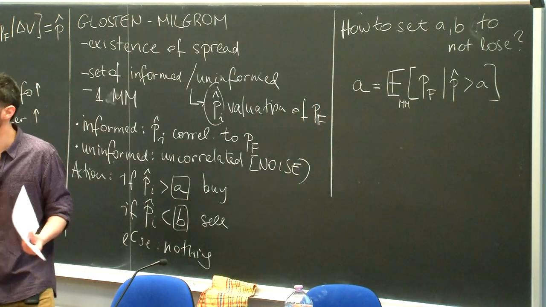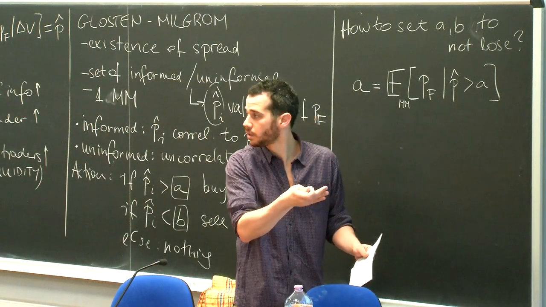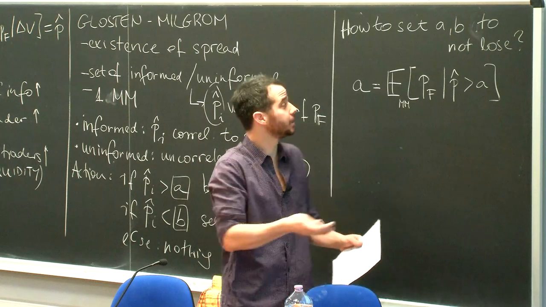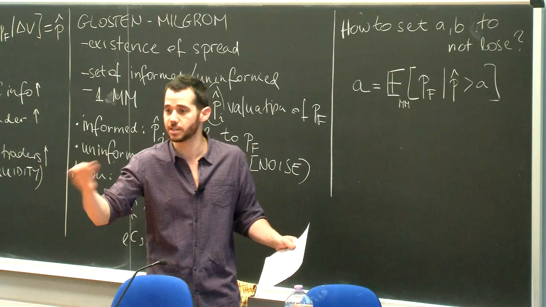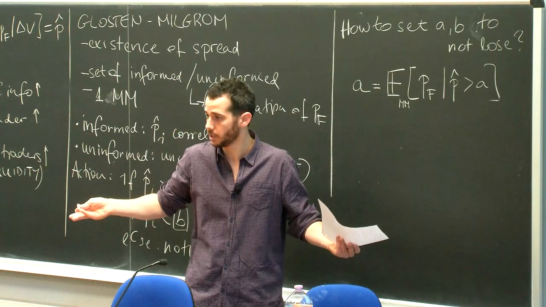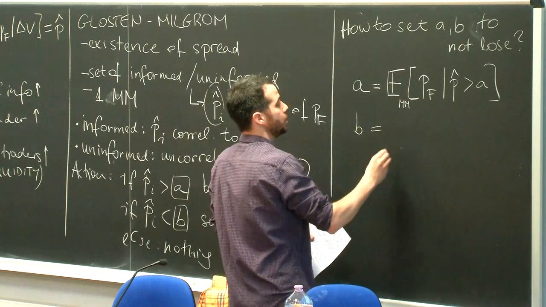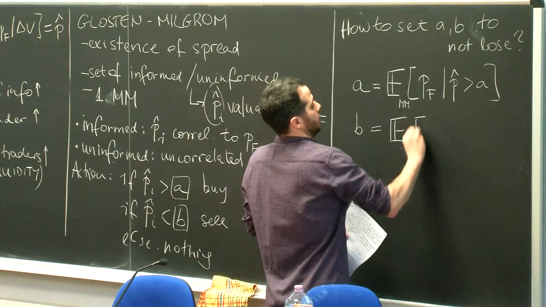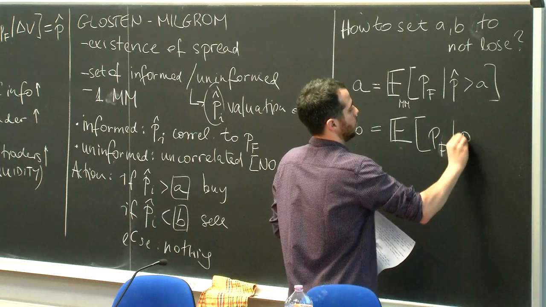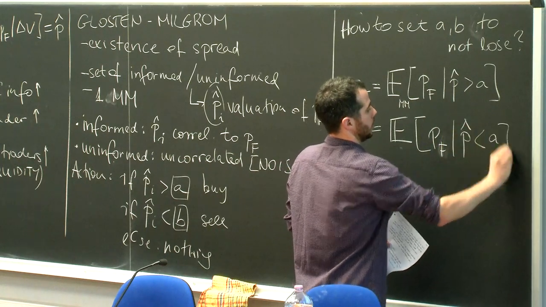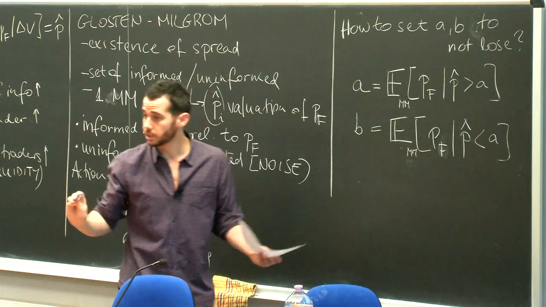Essentially, what he wants to say is that if people are wanting to buy, I should set my A in a way that the expectation of the final price is the price at which I'm selling, which you buy from me. In a similar way, you want this. So the bid should be somehow the same. So it's his information here, right?